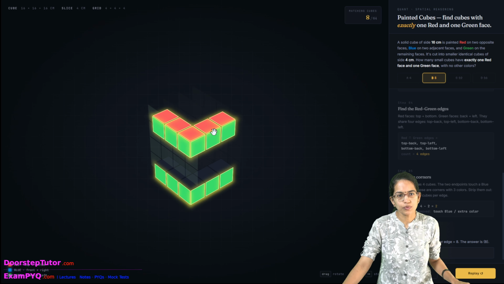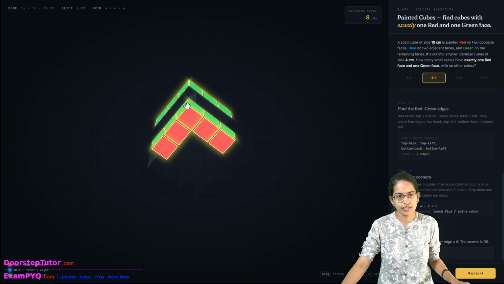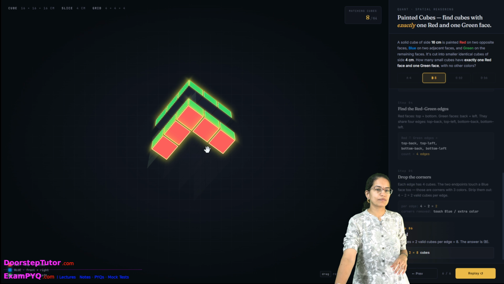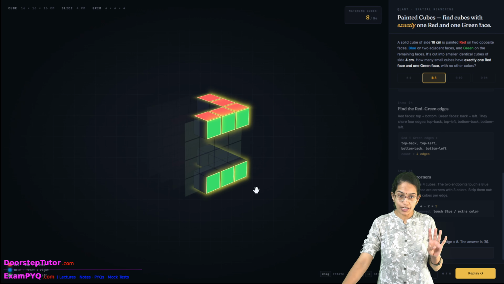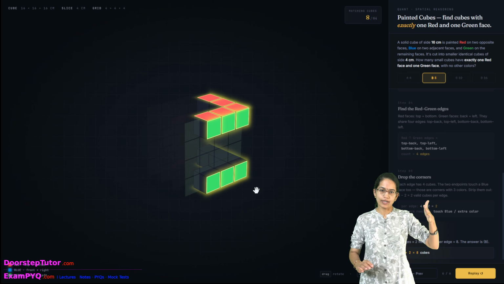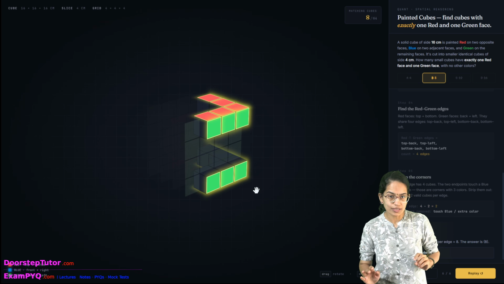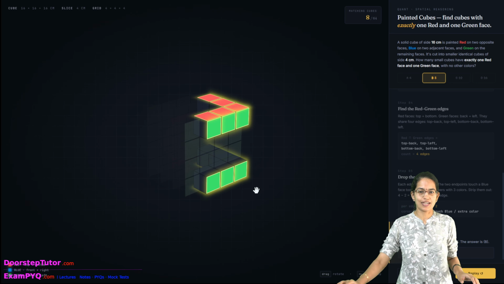So 1, 2, 3 and 4 on the top and 4 on the bottom would be there. The two corner cubes would be removed. That means in all there are 8 cubes which would have one red and one green painted, and we will remove all the other possible combinations that are there, right?